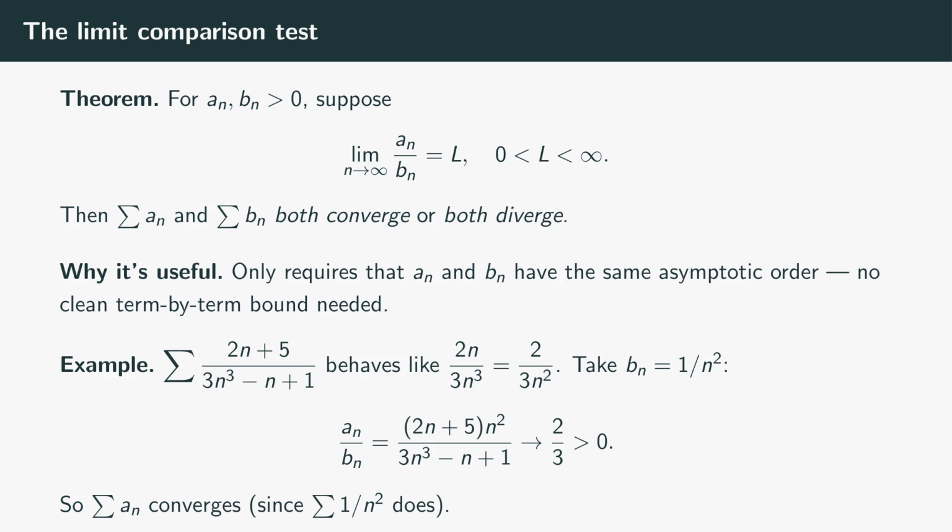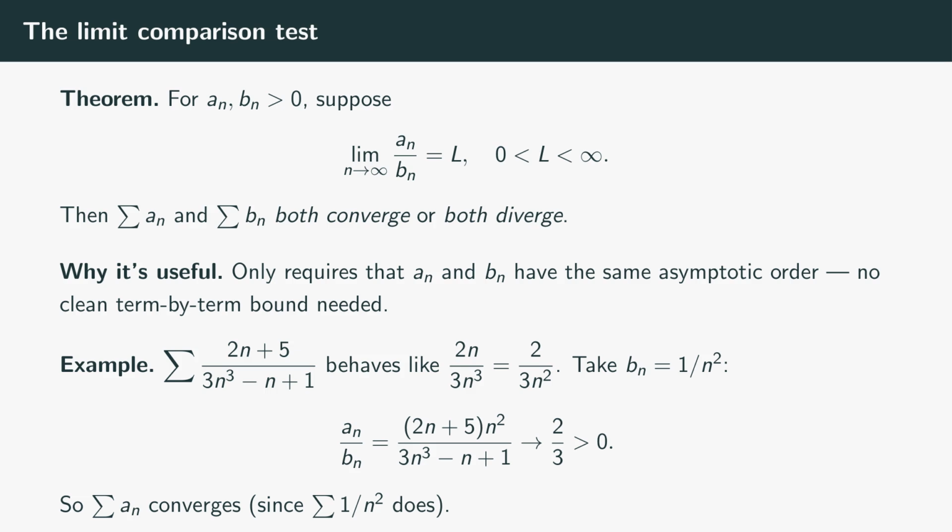Limit comparison only requires the same asymptotic order, same big O behavior. Pick b_n to capture the leading order of a_n. Take the ratio, check it's a finite positive limit, done. Example, the sum of (2n + 5)/(3n^3 - n + 1). Ugly, but for large n, the numerator behaves like 2n and the denominator like 3n^3, so the terms scale like 2/(3n^2).